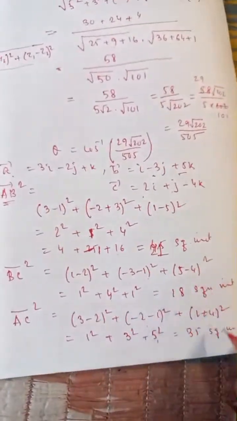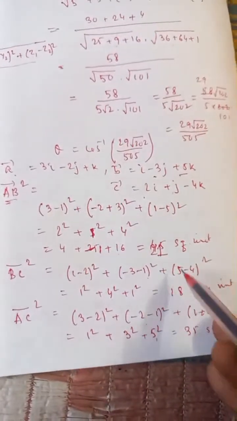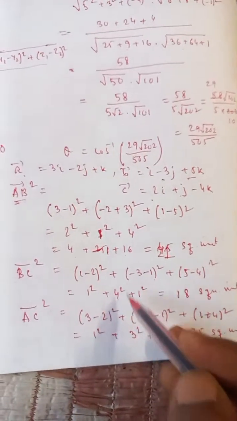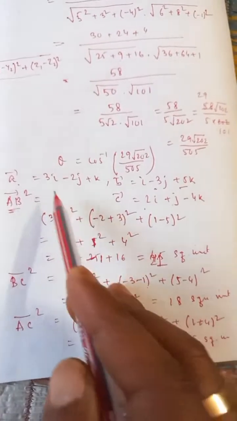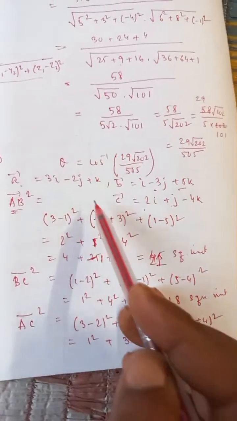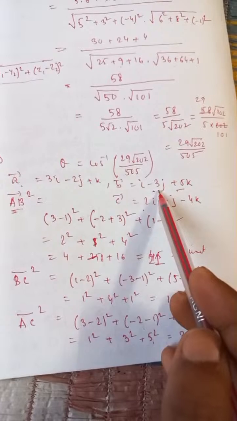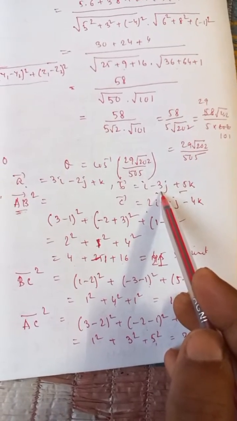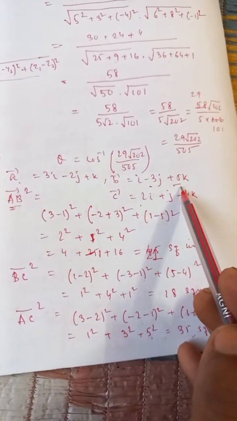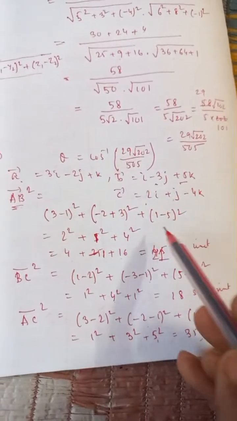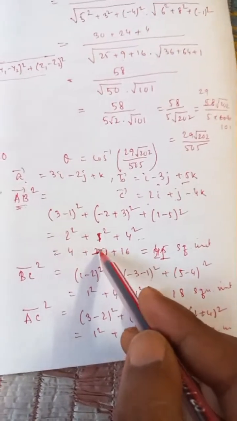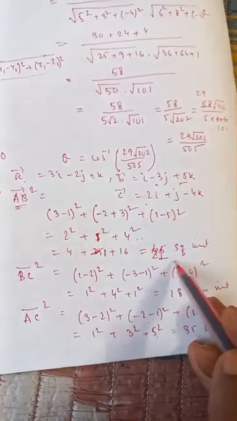The sum of two must be equal to another. So these are the smaller units. They must sum to and equal this. I'm checking just that there is any error. We have to show that, that's why. (3 minus 1) whole square, 2 whole square, minus 2 plus 3, 1 whole square, 1 minus 5, 4 whole square. 4 plus 1 plus 16, this is 21.